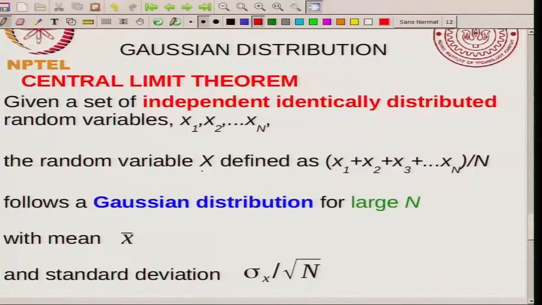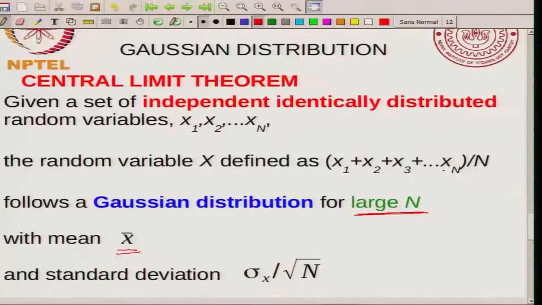Then you define a new random variable X as the average of all these variables. So, you have n random variables, and you define a new random variable as the average of all these. Then, according to the central limit theorem, for large n, X follows a Gaussian distribution with mean x bar. Since each of these variables has the same probability distribution, all of them will have the average x bar. And this is exactly the average of capital X, and the standard deviation of capital X is sigma x divided by square root of n. The standard deviation of small x, of any of these, is the same sigma x, and you divide by square root of n; that is the standard deviation of capital X.